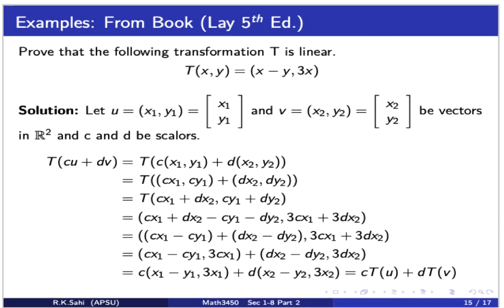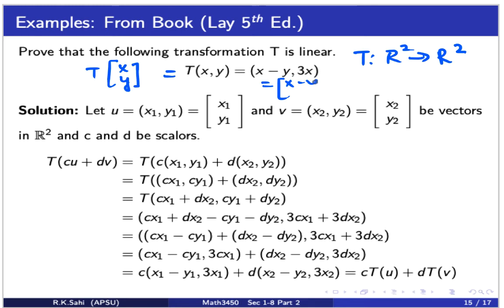Yeah, two more examples, guys. Now it says, prove that the following transformation T is linear. This T acting on x and y equals x minus y and 3x. Okay, I'm giving more information here. This T is a mapping from R squared to R squared, where x and y, just to save space, guys, I wrote like that. This T of x and y is basically saying x minus y and 3x. That's what it literally means.